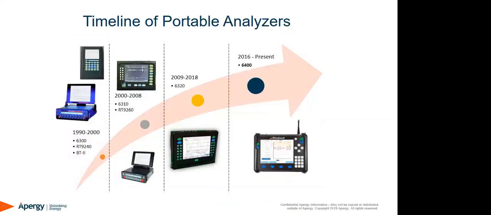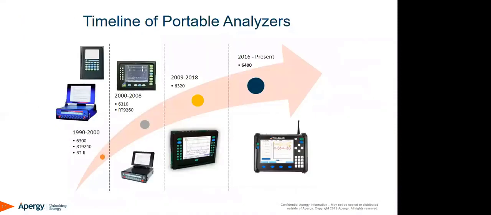So this is just a timeline of the portable analyzers. Back in the 1990s and 2000s, we had the 6300, the recip trap, the beta trap. Between 2000 and 2008, we had the 6310, and the recip trap was still there. 2009 to about 17, 18, the 6320. And then most recently in 2016, we released the 6400 portable analyzer.